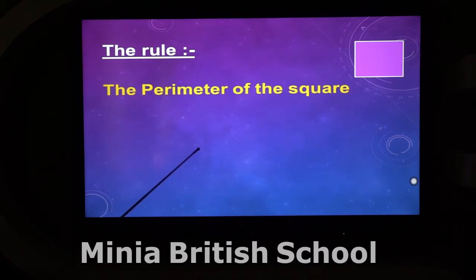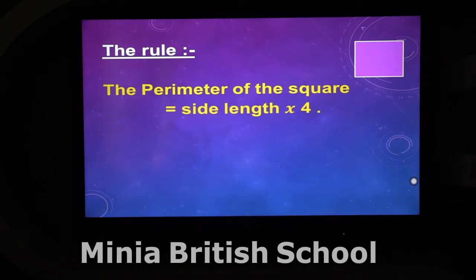The perimeter of the square equals what? Side length times 4. Again, the perimeter of any square equals what? Side length times 4. Why 4? Because we said before all the 4 sides are equal in length. So instead of adding the 4 side lengths, you have to take the side length and multiply it by 4. So if the side length for this one equals 2, how can we find the perimeter?